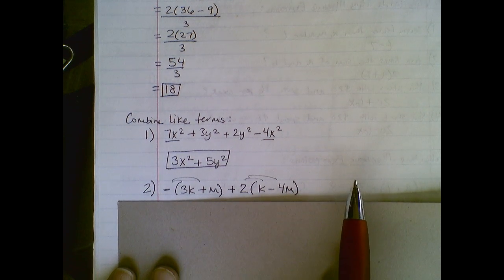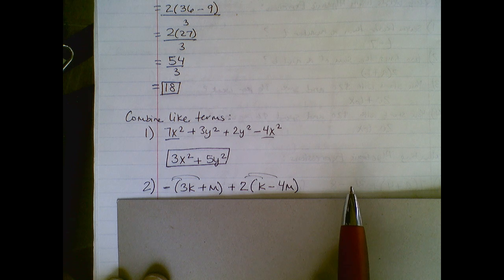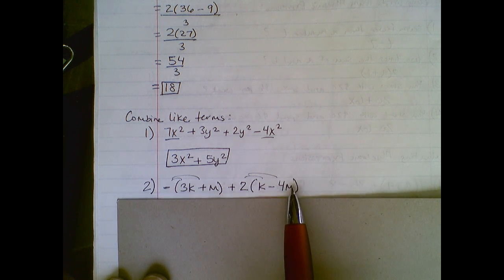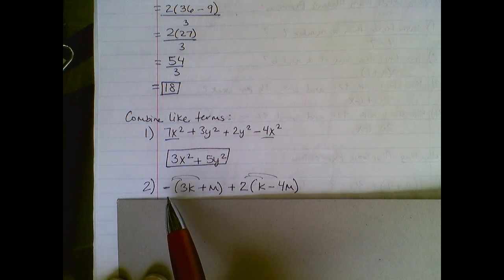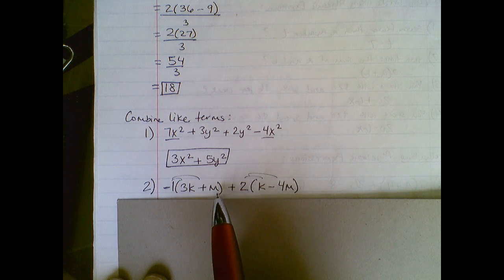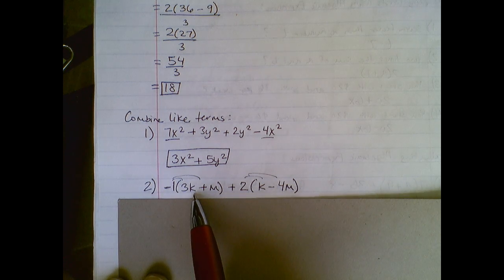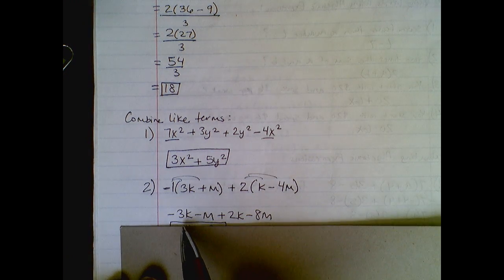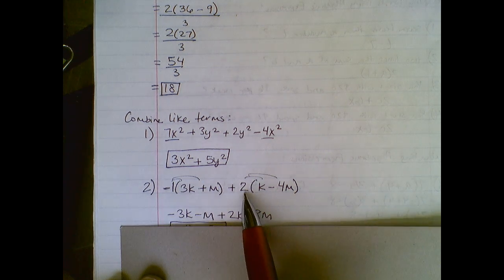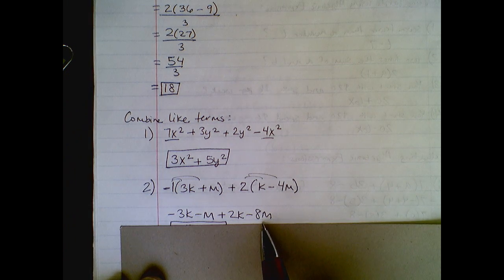Now, number 2, before we can start just combining like terms, we need to distribute this negative here, distribute the 2 here. So if it would help, put in a 1 here. So we're distributing that negative 1. So negative 1 times 3k is negative 3k. Negative 1 times m is negative m. 2 times k is 2k. 2 times negative 4m is negative 8m.